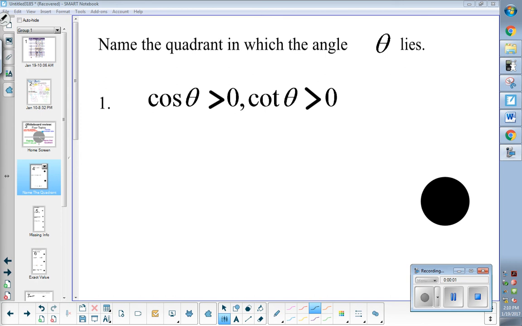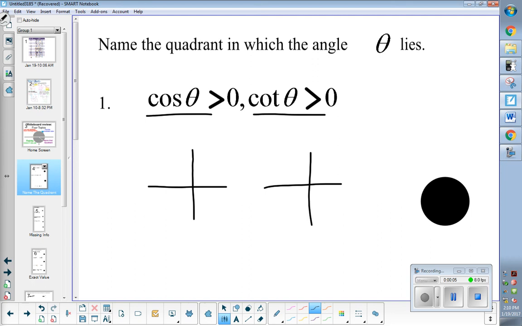So name the quadrant in which the angle lies. They give us 2 bits of information. We're going to draw our 2 quadrants. The first sign says cosine's greater than 0. So, Natalie, what's that telling us here?